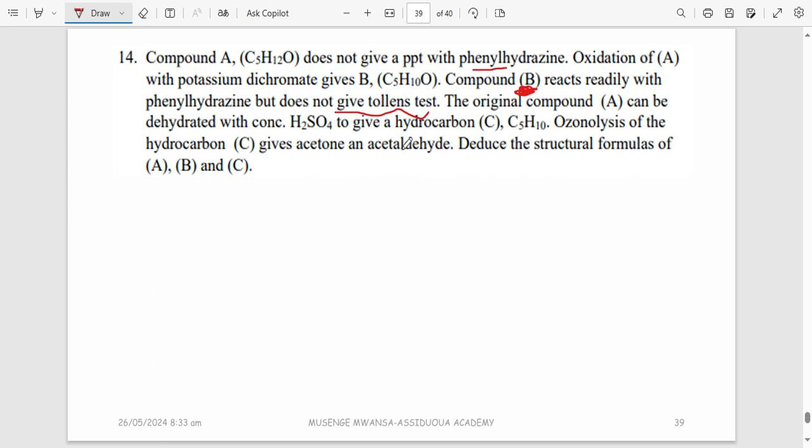The original compound A can be dehydrated with sulfuric acid to give a hydrocarbon. So meaning that we can convert A into a hydrocarbon with 5 carbons: 1, 2, 3, 4, 5. This is structure C. And ozonolysis of the hydrocarbon C will yield acetone. So if we break this compound, I've not put the double bond yet, I don't know where I need to put the double bond. But when we break this compound, we're going to give acetone and acetaldehyde. Acetone is like this.